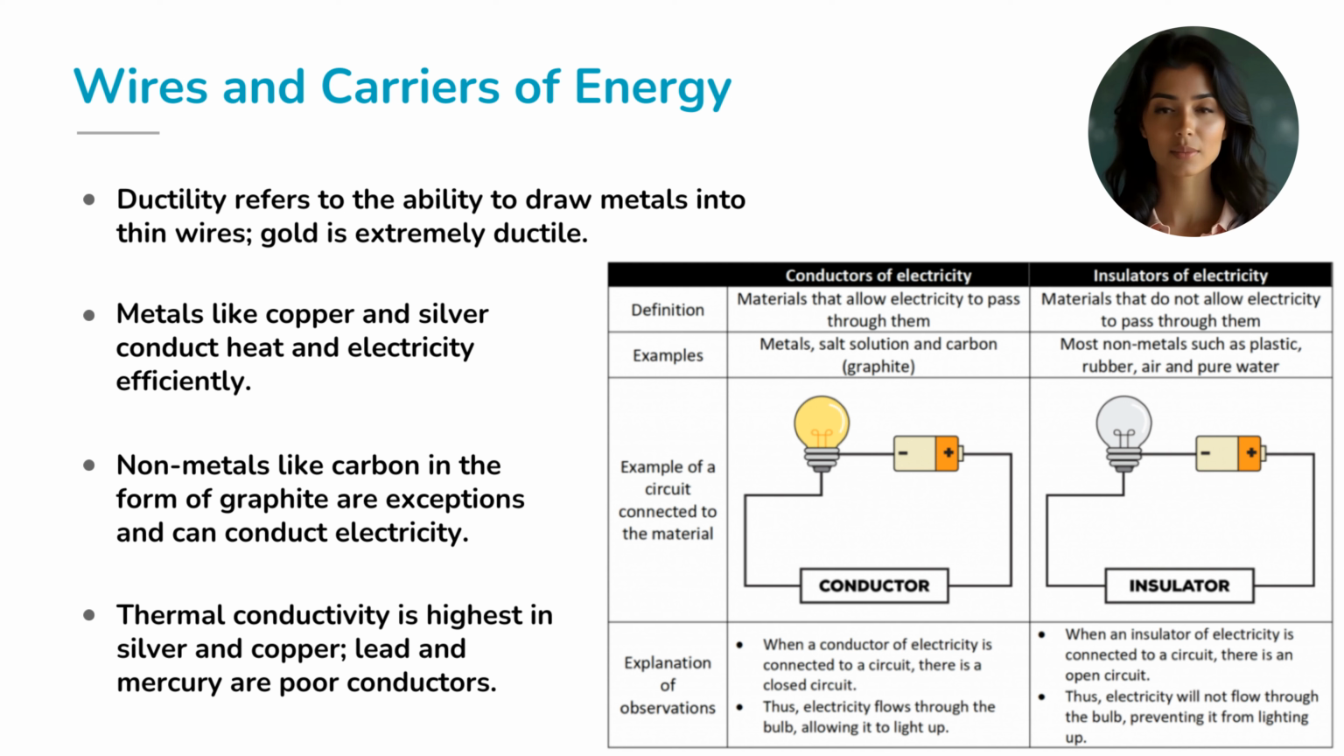But here's an exception you should remember: graphite. Even though it's a nonmetal, graphite conducts electricity due to its free electrons. On the other hand, nonmetals like sulfur or phosphorus are insulators. Also, remember, not all metals conduct heat equally. Silver is an excellent heat conductor, while lead and mercury are poor in comparison.